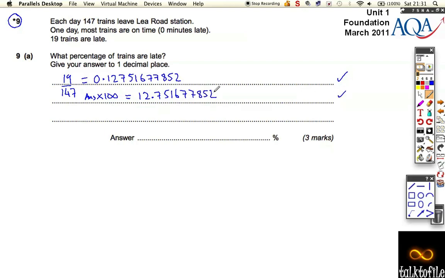So let's just repeat this: 19 out of 147 is a fraction. Do the division, and you get a decimal. Times that by 100, you get your percentage. And then we need to do it to one decimal place, which is 12.8, because the 5 rounds the 7 up. That's your third mark.